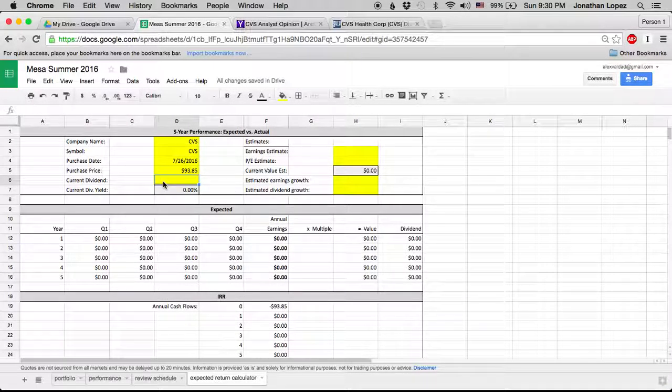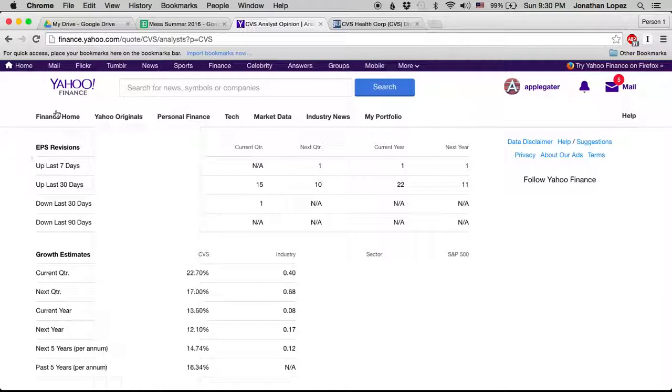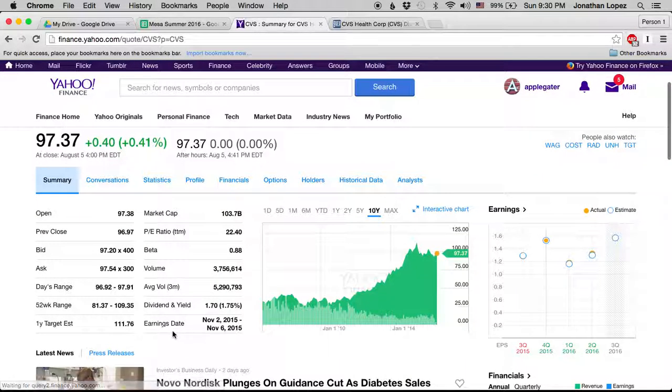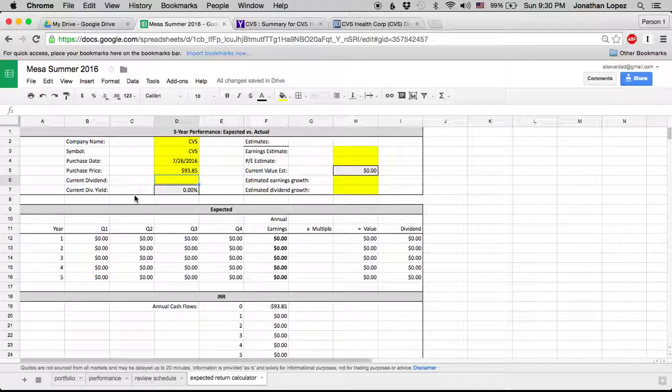One other thing we need to know is what is their current dividend. You can find this on Yahoo. If we go up to summary and then scroll down to dividend, it says the current dividend is $1.70. Not the percentage, the dollar amount. $1.70 is the one we need. So let's go back to our spreadsheet and put $1.70. Okay, so those are the facts.